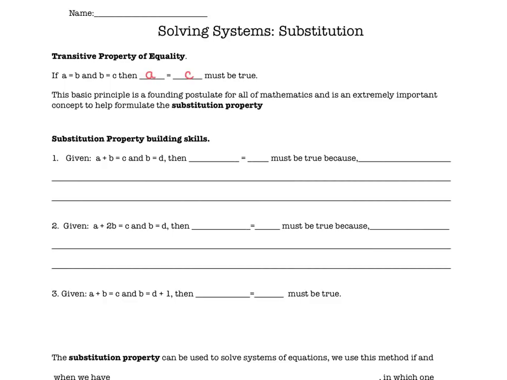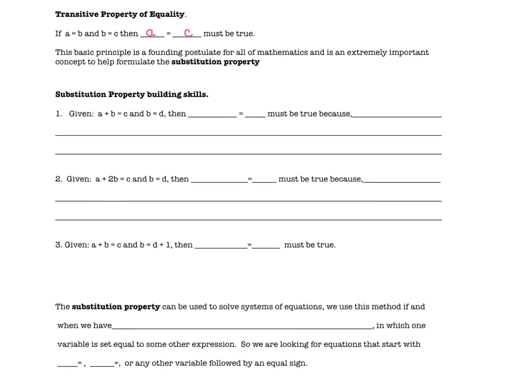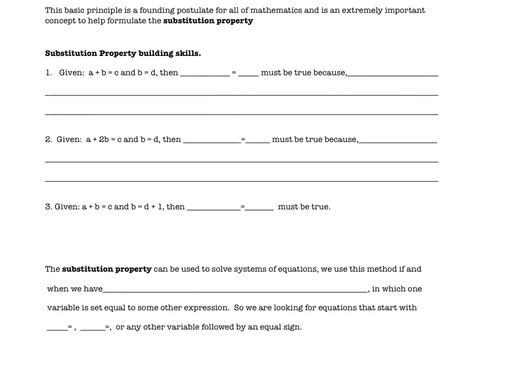So that basic principle, called the transitive property of equality, now allows us to build this new, extremely important property called the substitution property. Let's build on that down here below. So, substitution property building skills. If A plus B equals C and B equals D, then blank equals blank must be true. So we're going to build back to the transitive property, in which we had two variables interacting so that they were equal to something.